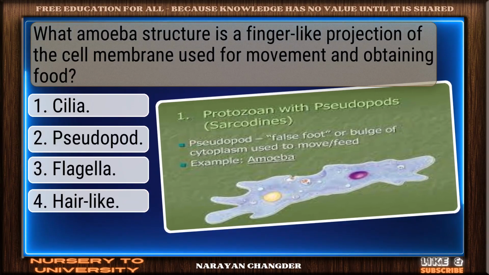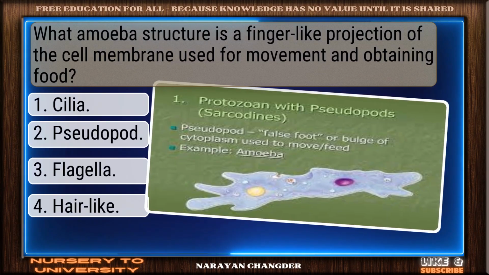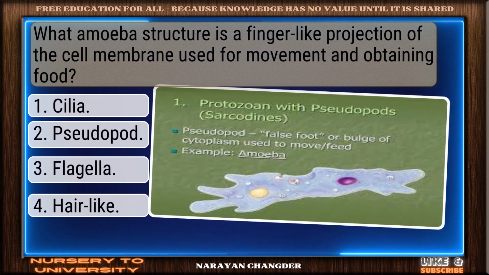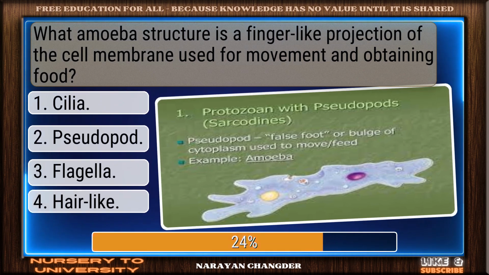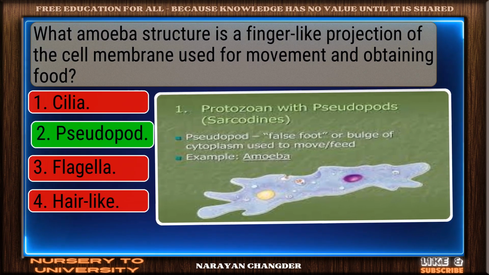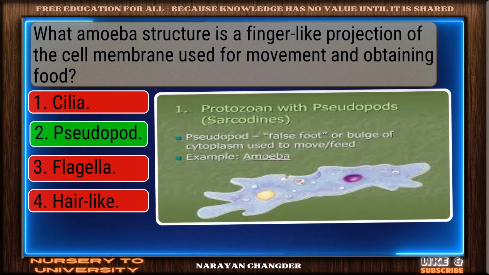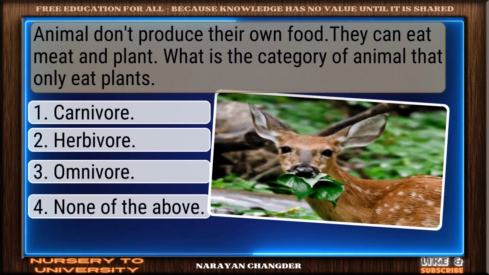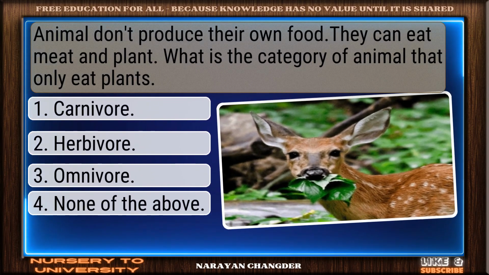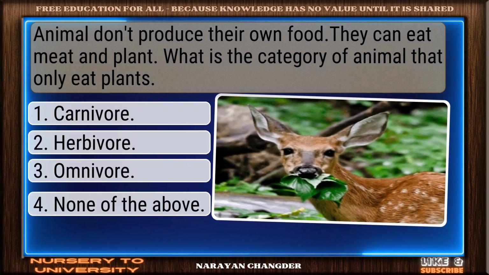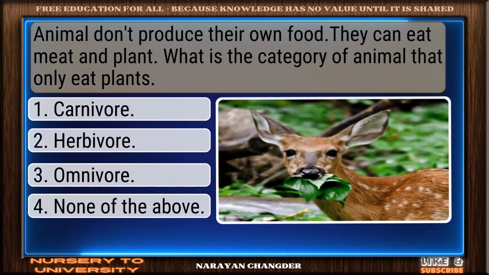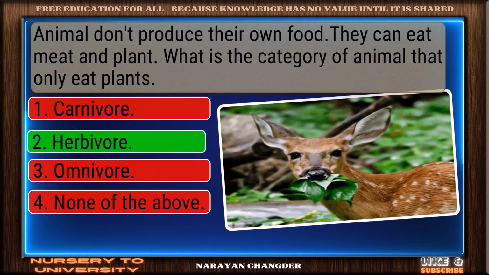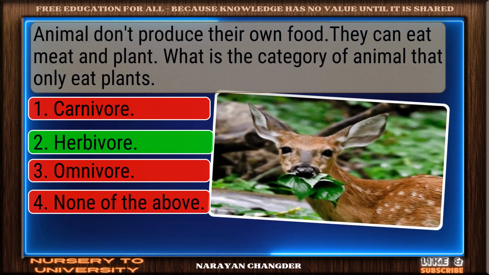What amoeba structure is a finger-like projection of the cell membrane used for movement and obtaining food? Solid response. Pseudopod is valid. Animals don't produce their own food. They can eat meat and plant. What is the category of animal that only eat plants? Good job. Herbivore works well.